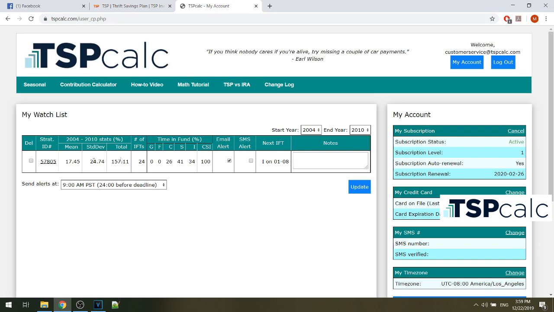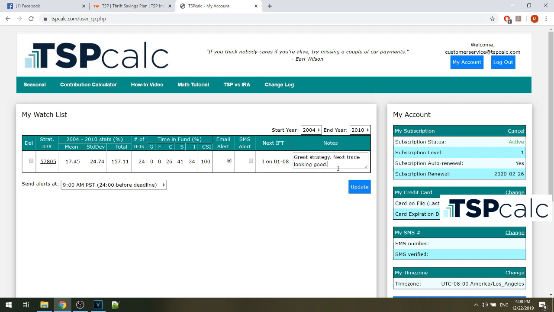So strategy 57805, its next IFT is over here. Its next IFT is January 8th, and it's moving to the I fund. Okay, so I can see that right here in my watch list. I can add notes. Great strategy. Next trade looking good.